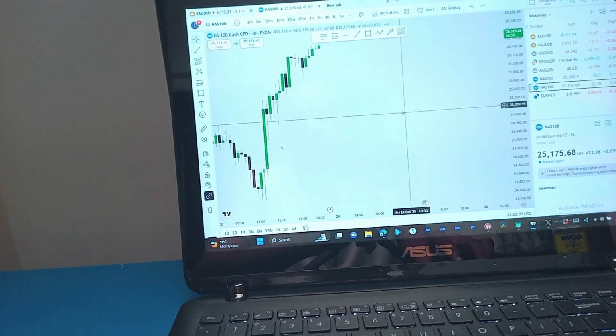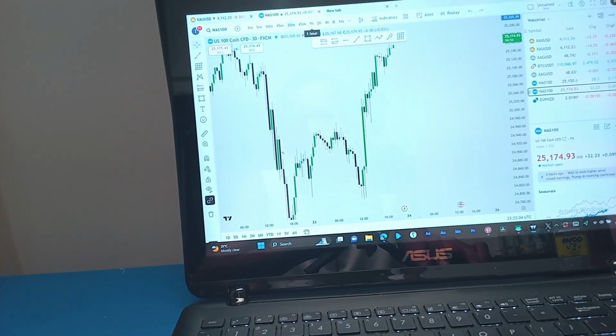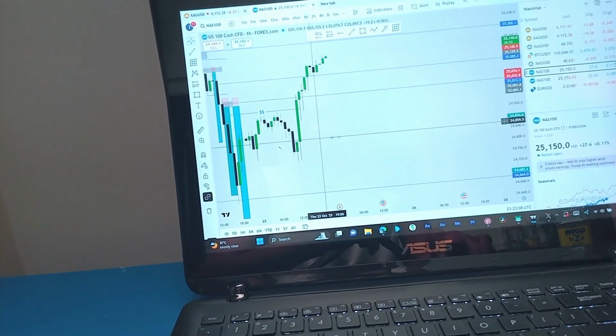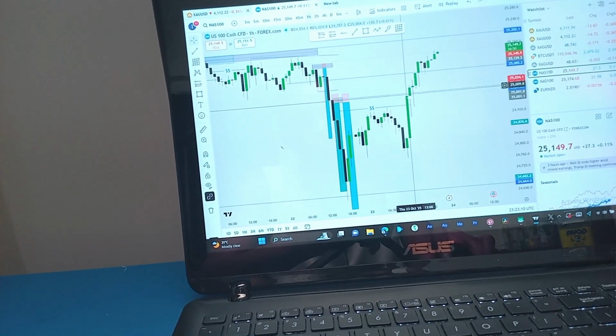Then I lost the NAS trade. Okay, this is the NAS trade I lost. This was a pending order. So that's how it is. I'm going to update you tomorrow. I'm going to sleep, man. This is like 12:24.